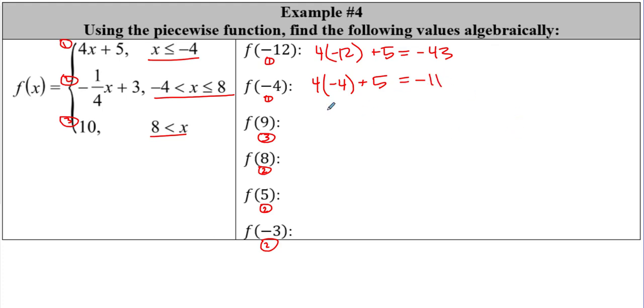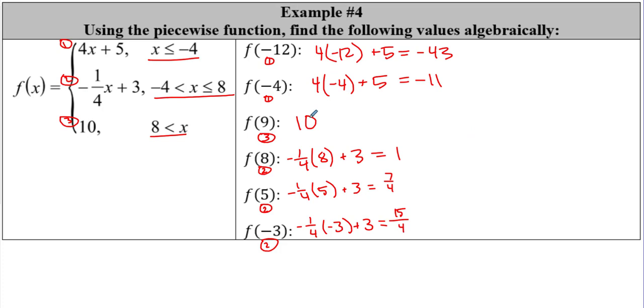All right, go ahead and pause the video right now. Complete the rest of these. Make sure you are using the correct function, and then come on back. All right, welcome back. So at x equals 9, remember if I'm greater than 8, that value is just 10. That's that horizontal line. When it's 8, the last 3, I'm using the second function, so I ended up getting 1, 7/4, and 15/4. Remember, do not let a fraction fool you. Sometimes it might not be a whole number.